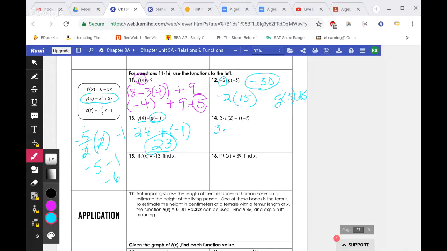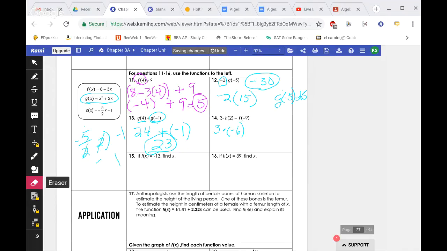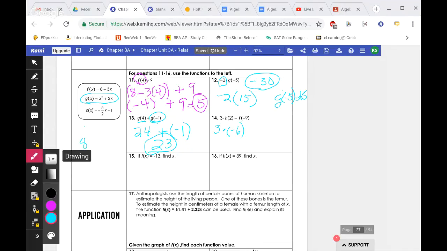So I've got 3 times negative 6, and then I'm going to do f. I'm going to find the value of the function f at negative 9. So I've got 8 minus 3 times negative 9. So that's 8 plus 27, so that's 35.